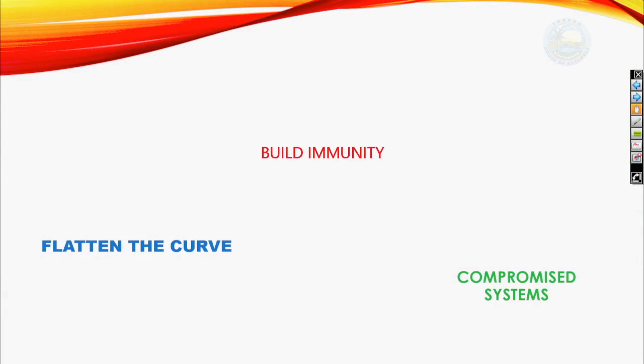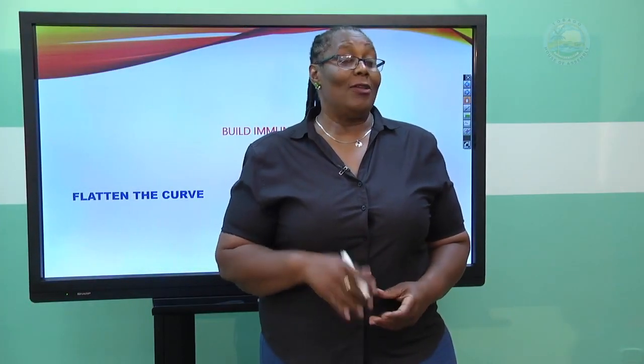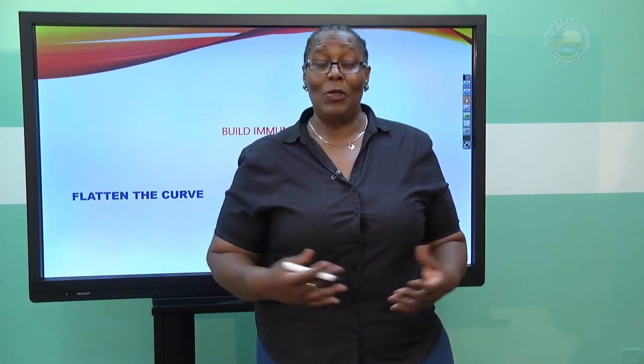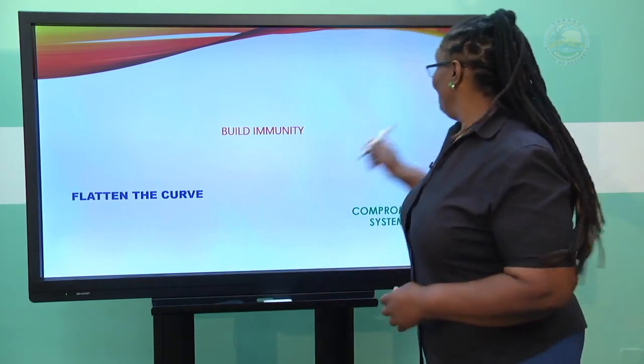So you would have heard people speaking about flattening the curve, building immunity, and compromised systems, and a lot of different terms people are using, and a lot of people are trying to explain what exactly is happening with their health. Some are on point, but some are not quite there. So I am hoping that you will gain the knowledge to be able to explain what happens during the process of immunology.